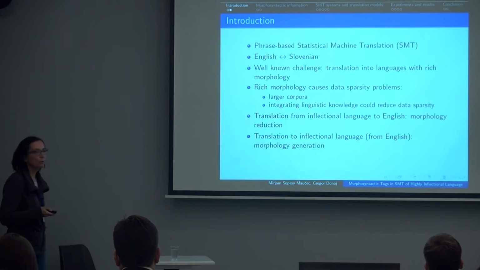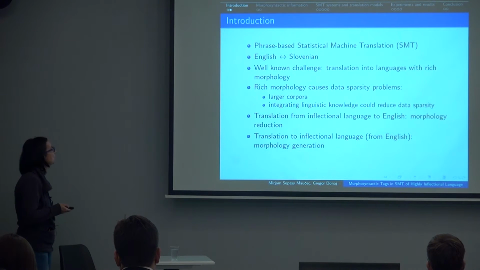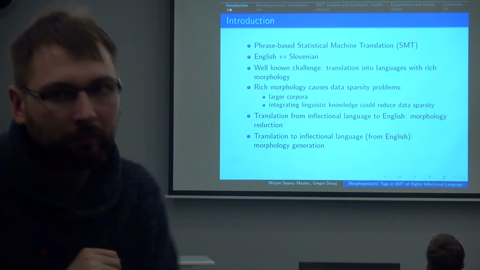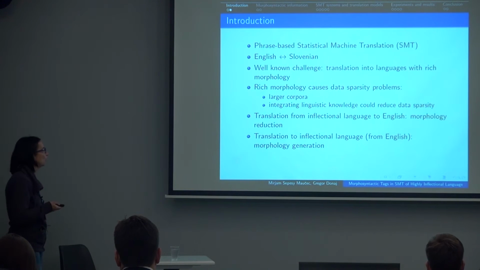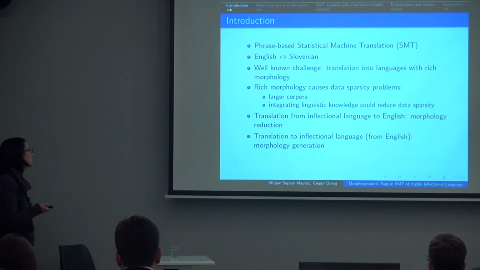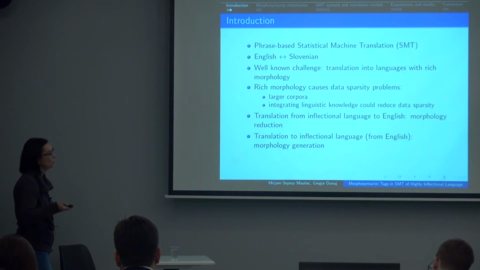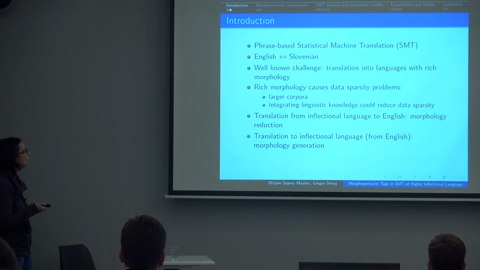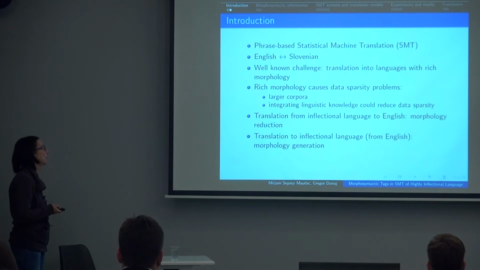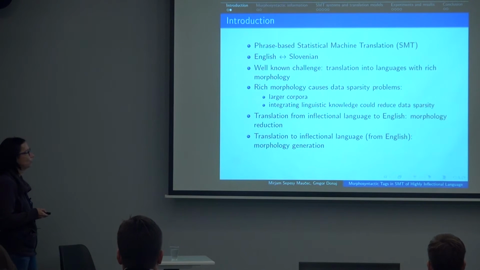Why? Because rich morphology causes a data sparsity problem, and this could be solved by enlarging corpora, or, as research shows, integrating some linguistic knowledge could also reduce the data sparsity problem. There is a big difference between translation from an inflectional language and translation to an inflectional language. If we translate from an inflectional language to, for example, English, some kind of morphology reduction is needed. And the opposite, if we translate to an inflectional language from, for example, English, we need some kind of morphology generation.